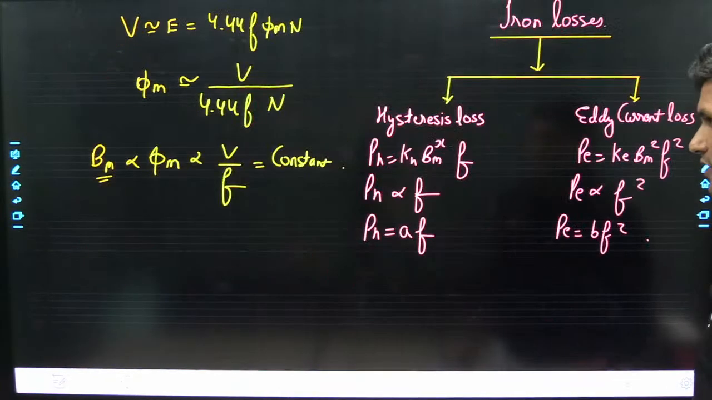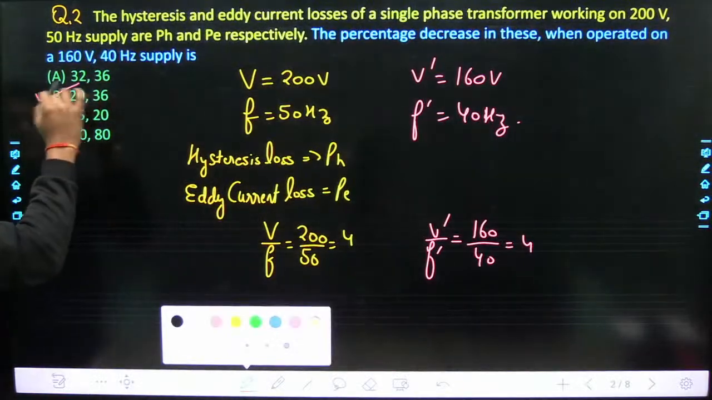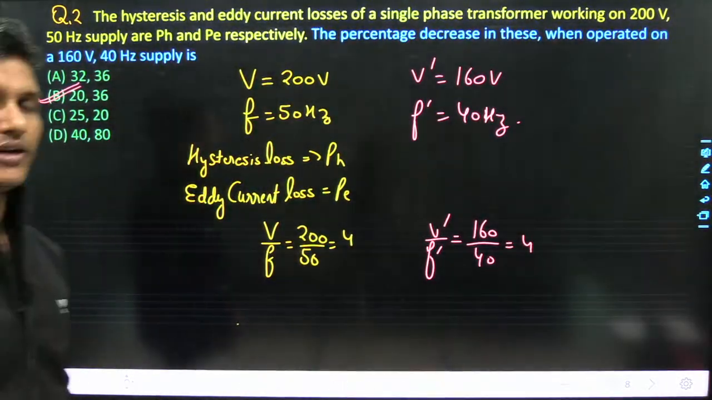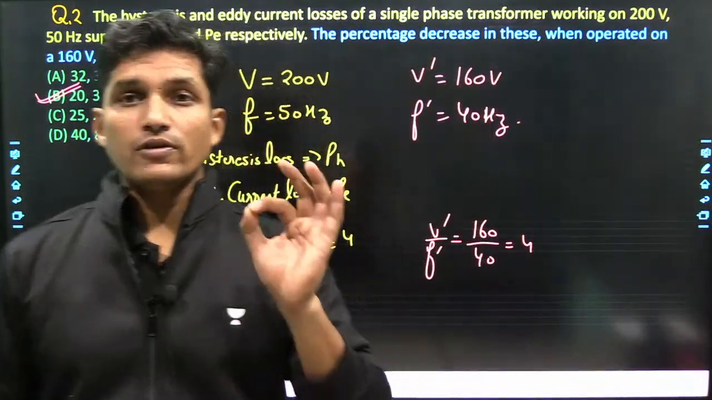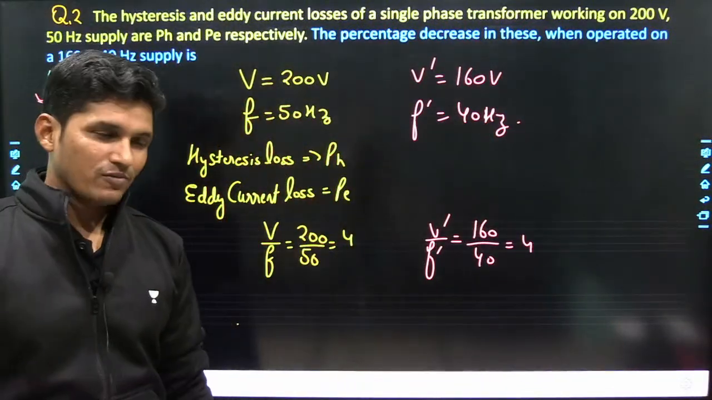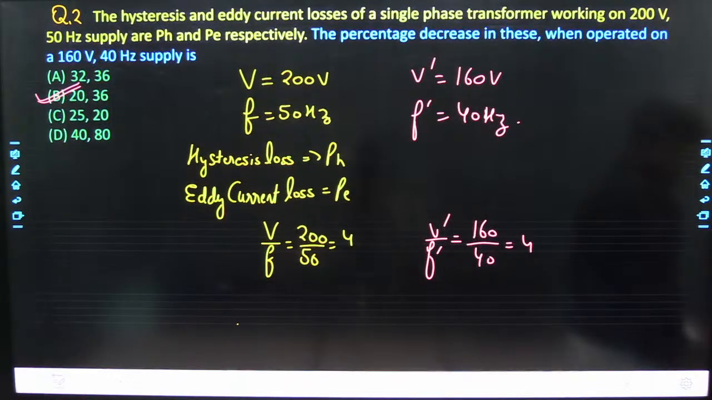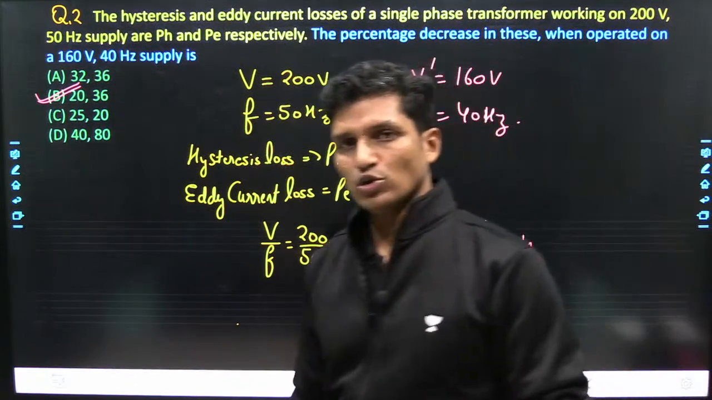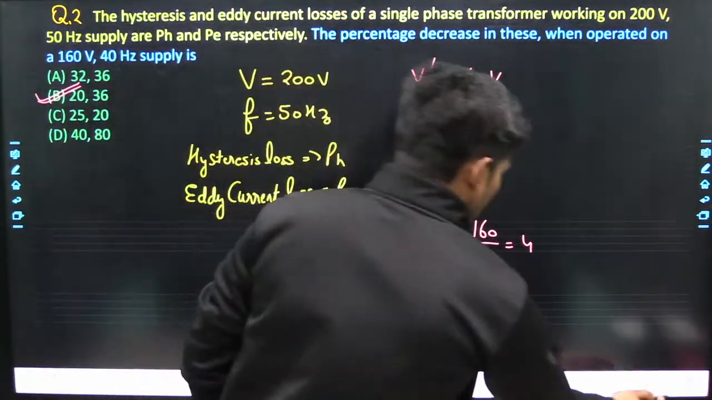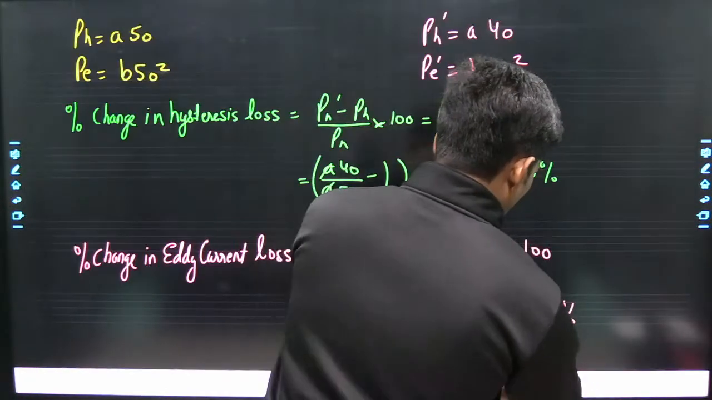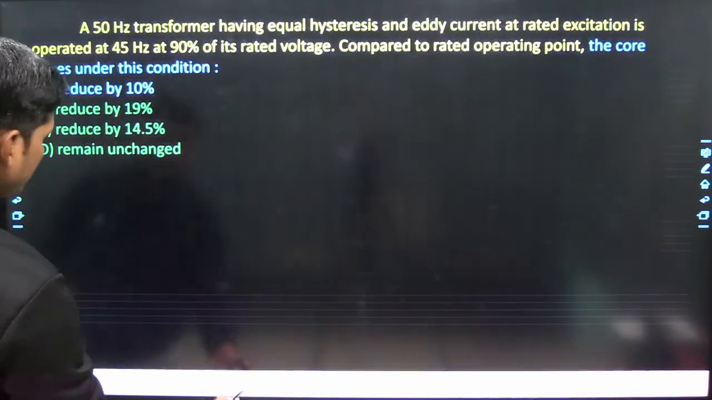So now if we check the options, option B is the right one, that is 20 and 36. This is one of the most important subtopics of the transformer, which is frequently asked in GATE. If you analyze the previous year questions, you will find that. Okay, now next question. Question number 3.